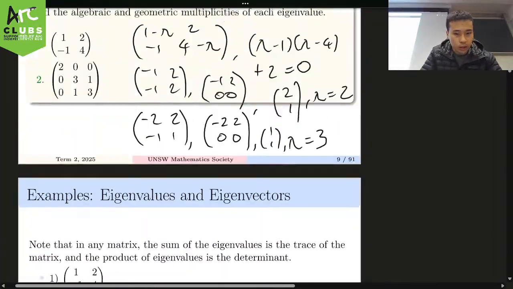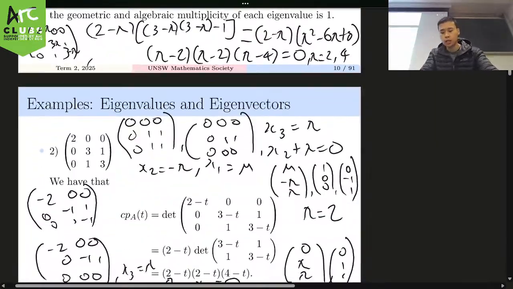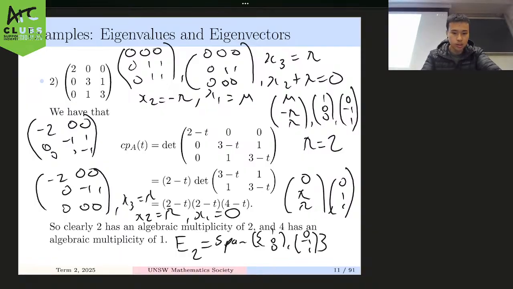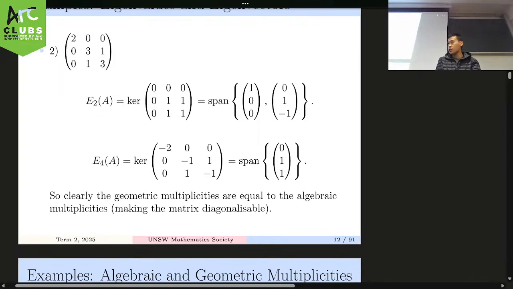Did it ask for the eigenspace? It didn't say eigenspace, but you can determine what the eigenspace is: it's the span of all your eigenvectors. If I asked for the eigenspace E2, it would be the span of these vectors here, like that and then that. It's similar for E4, and it's already written here anyway. Because the algebraic multiplicity is equal to the geometric multiplicity for each respective eigenvalue, there are enough eigenvectors, and therefore the matrix is diagonalizable.